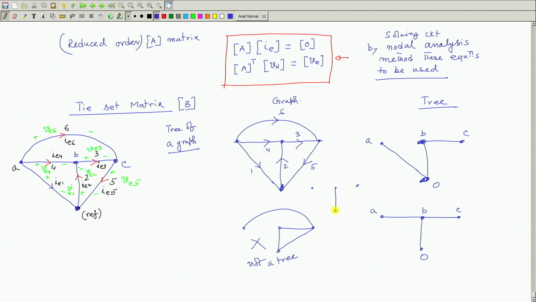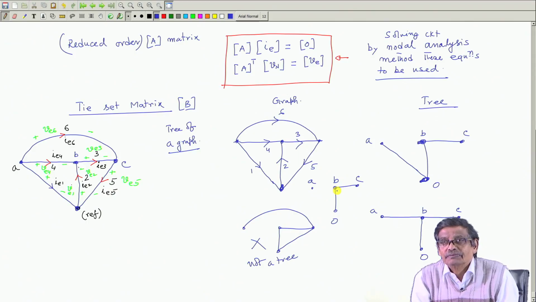Somebody draws like this and says that no closed loop is there, should I call it a tree? I will say no, because you have shown all the nodes, but this node is left out on its own, so it cannot be a tree.